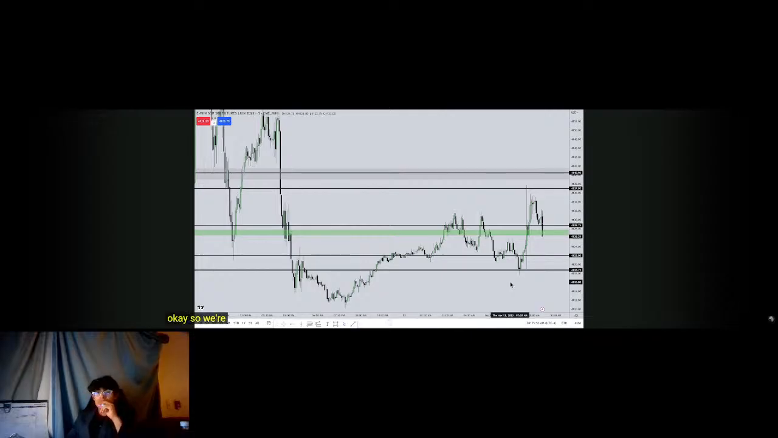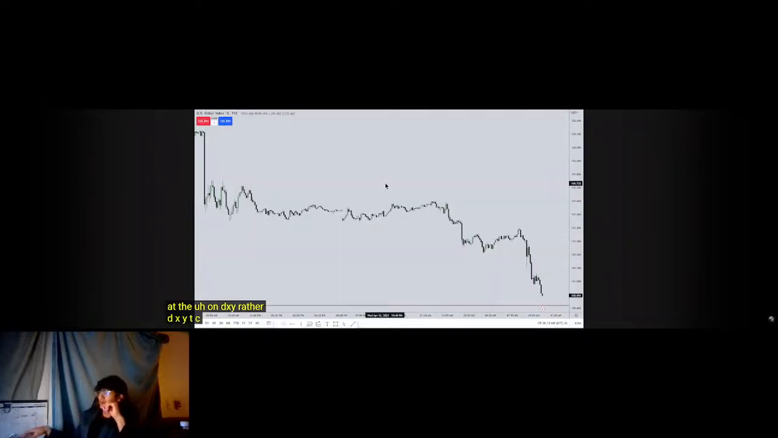Okay, so we're watching how buy side was taken here. And dollar index this morning has been animated to the downside after that PPI number at 8:30. So let's take a quick look at the DXY rather. DXY TDC. Okay, so that's what we're looking at here for the dollar index.